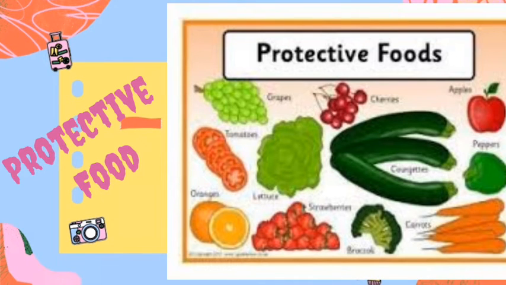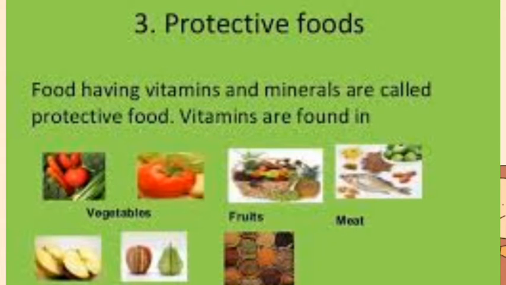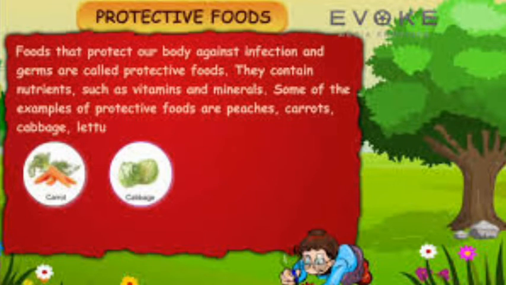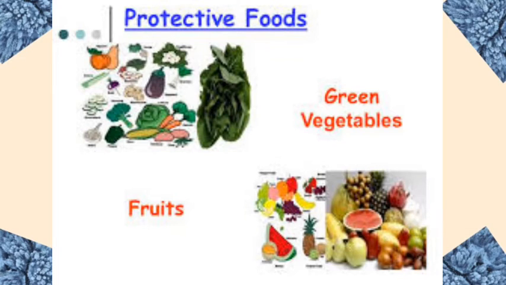Okay, let's look at the last food group, which is the protective food. Just like the name implies, foods having vitamins and minerals are called protective food. Vitamins are found in vegetables, fruits, meats. So they are what? Protective food. Food that protects our body against infection and germs are called protective food. They contain nutrients such as vitamins and minerals. Some examples of protective food are peaches, carrots, cabbages, lettuce, etc. So protective foods are mainly green vegetables and fruits.